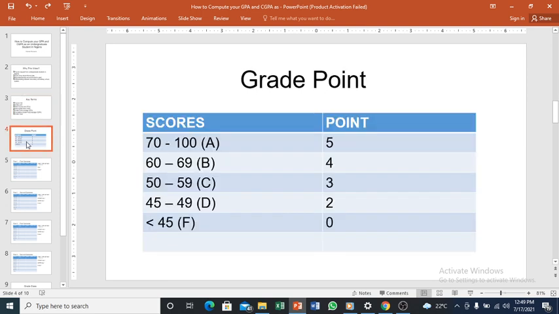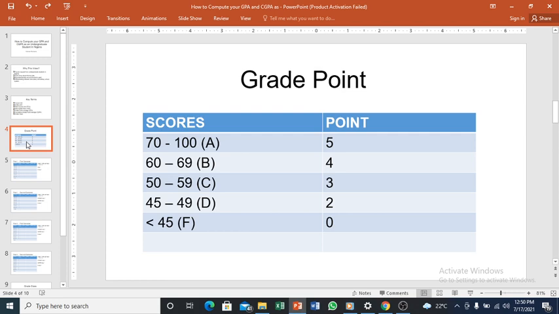Now, let me explain grade point very quickly. The vast majority of the universities in Nigeria make use of this. So when somebody has from 70 to 100, that's an A, and that is 5 points. When somebody scores between 60 and 69, that's a B, and that is 4 points. When somebody scores between 50 and 59, that's a C, that's 3 points. And when somebody scores between 45 and 49, that's a D, and that is 2 points.